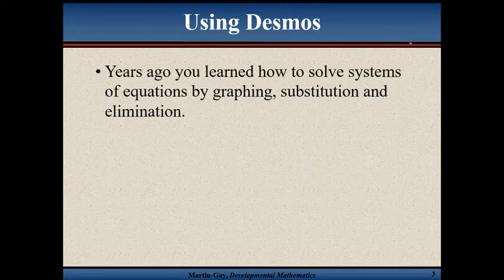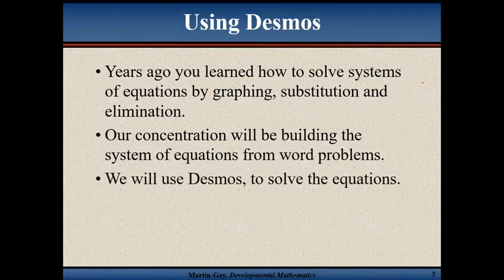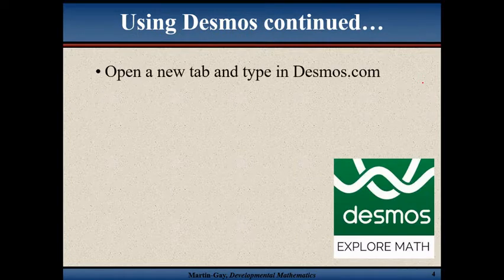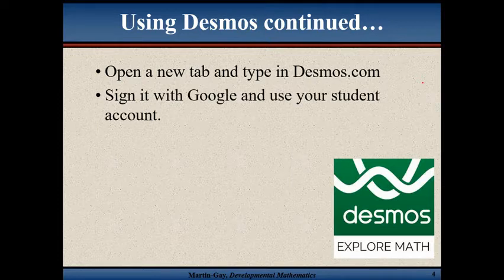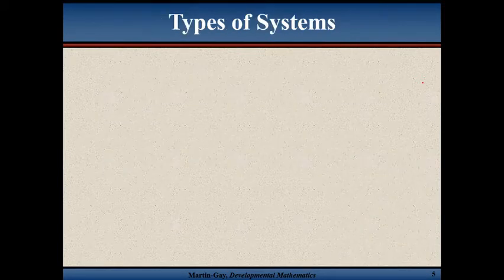So years ago, you learned how to solve systems of equation by graphing, substitution, and elimination. Our concentration will be building the systems of equations from word problems. We'll use Desmos to solve the equations. So you're going to open a new tab and put in desmos.com, sign in with Google, and use your student account. You will use the calculator and type in equations after you create them.